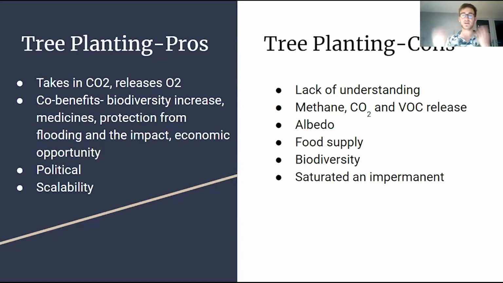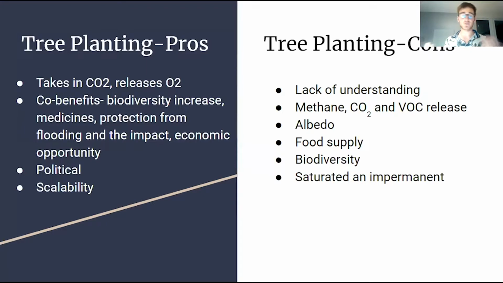The first technology a lot of people think of when they think of carbon removal is tree planting. It takes in carbon dioxide and it releases oxygen, seemingly doing exactly what we want to do with carbon removal. It's also got lots of different co-benefits, increasing biodiversity. We could derive a lot of medicines and other things from trees as well. It could protect from flooding in different areas and reduce that impact. And there are also economic opportunities associated with forestry. A lot of people find it politically very attractive.